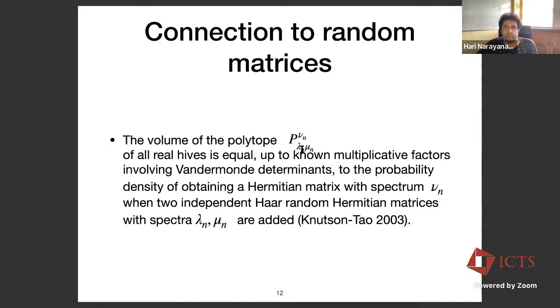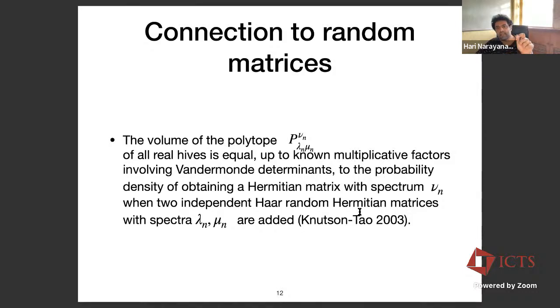So the volume of the polytope P_n(lambda_n, mu_n, nu_n), which is the volume of all possible Hive extensions with given boundary conditions of all real Hives, is equal, up to known multiplicative factors involving Vandermonde determinants, to the probability density of obtaining a Hermitian matrix with spectrum nu_n when two independent Haar-random Hermitian matrices with spectrum lambda_n and mu_n are added. By Haar-random Hermitian matrices, we mean you take, for example, in the case of lambda_n, a diagonal matrix with spectrum lambda_n and you conjugate it with a random unitary matrix.